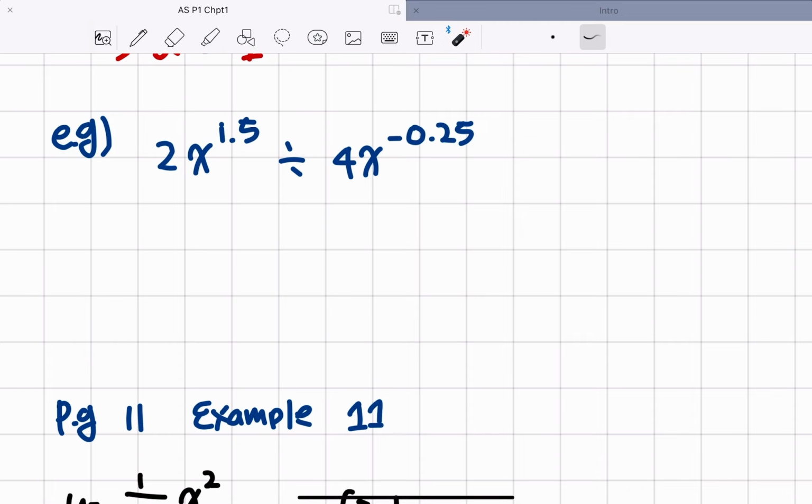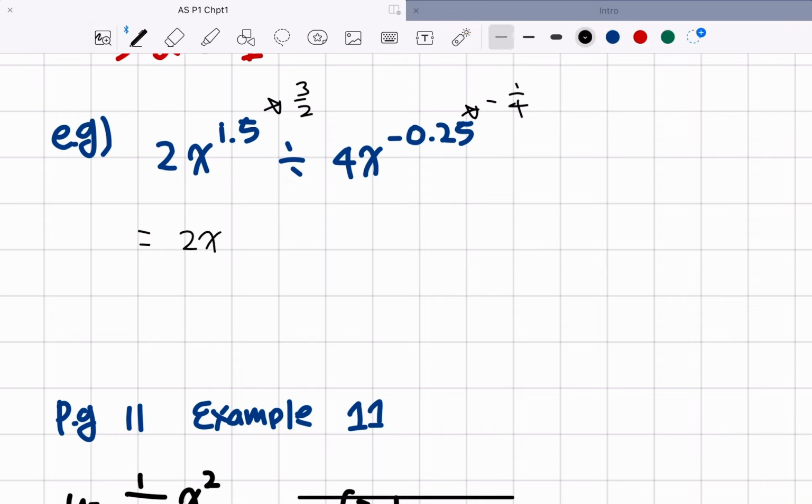2x to the power of 1.5 divided by 4x to the power of minus 0.25. Okay, and you can see that there are some decimals, right? So what if we change to fractions? So 1.5 we can change to 3 over 2, and minus 0.25 we can change to minus 1 over 4. And yeah, then let's try to simplify.